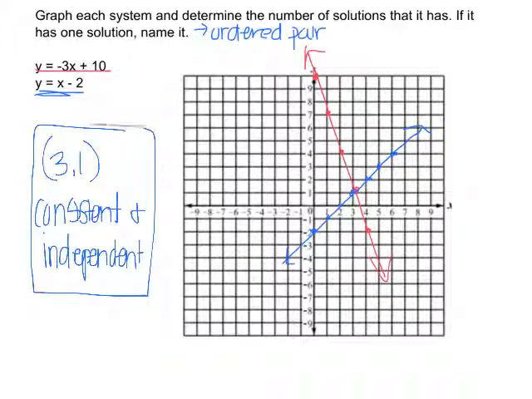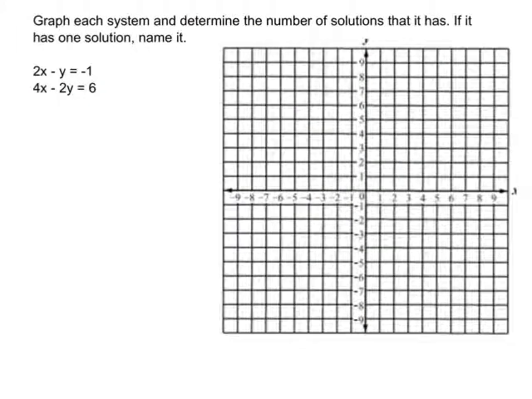And so that's my answer. So for this example, we have to graph each solution and determine the number of solutions that it has. And if it has one solution, we need to name it.